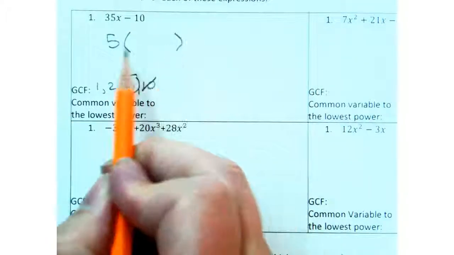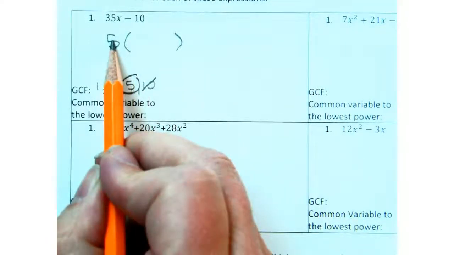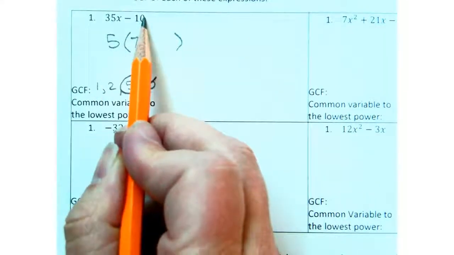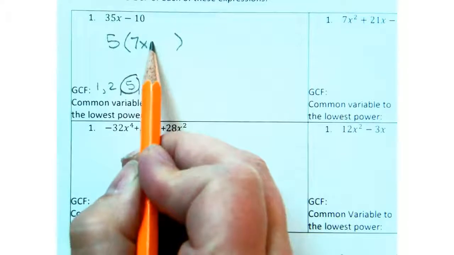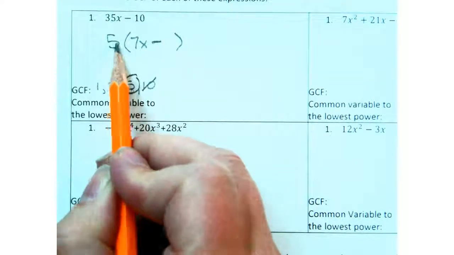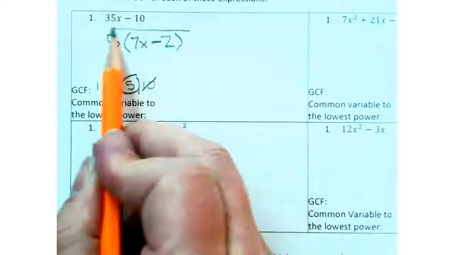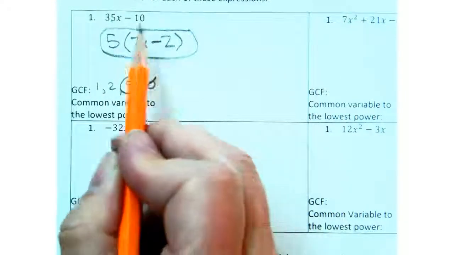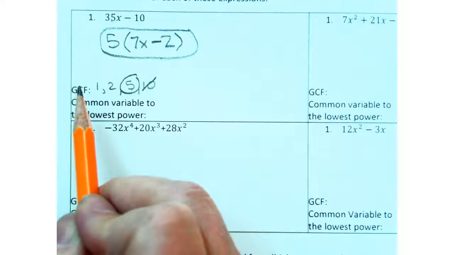Write a parentheses. 35x divided by 5 is 7x. Negative 10 divided by 5 is negative 2. To check this answer, we multiply. 5 times 7x is 35x. 5 times negative 2 is negative 10.